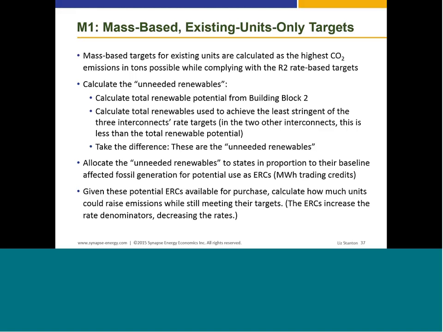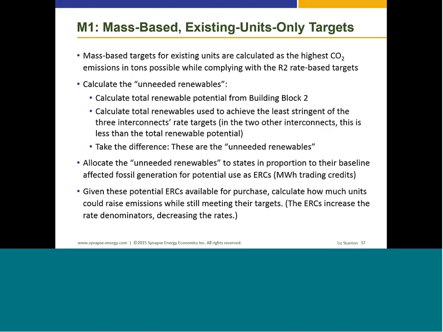They picked the least stringent one, and so there are all of these unneeded renewables. What potential for renewables has been established, but they're not actually needed to meet that least stringent of the 3 interconnects target that was chosen. So EPA figures out how many megawatt hours of unneeded renewables there are, and then they allocate them to the states.